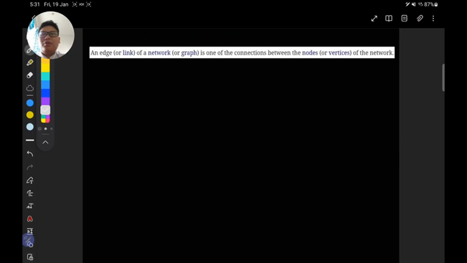So firstly, before we count how many edges are in our graph, we need to understand what the definition of an edge of a graph is. Based on this definition, an edge is one of the connections between the nodes or vertices of the network. So, for example, if we have vertices A, B, C, and D, and they are all connected like this. Okay, so an edge is the connection between the nodes or vertices.